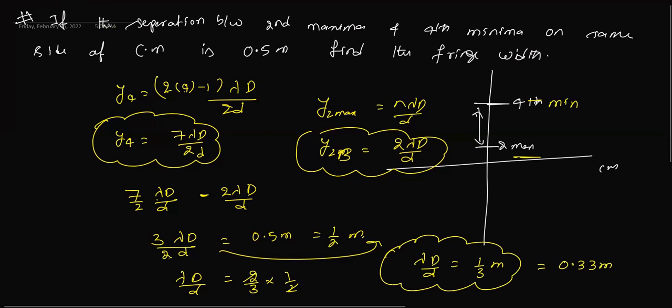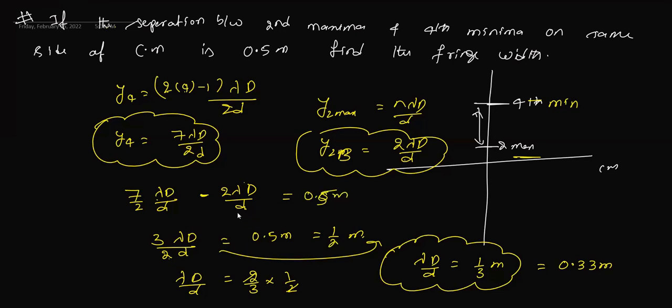So listen, one second, the question says that if the separation between second maxima and fourth minima on the same side of the central maxima is 0.5 meters, find the fringe width. We know y4 is (2n minus 1) lambda D by 2d, so 2 fours are 8, 8 minus 1 is 7, 7 lambda D by 2d. For the second maxima, y2 equals n lambda D by d, therefore y2 equals 2 lambda D by d. The separation means this minus this, which is what we did here, and that should be equal to 0.5 meters.